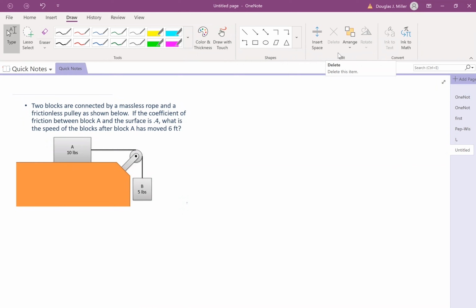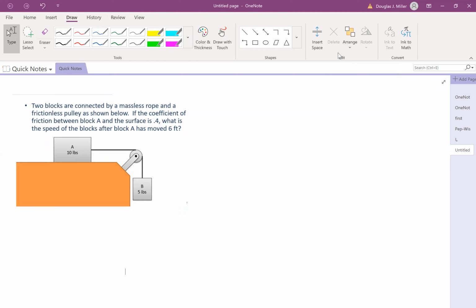Today we're going to look at a problem in which we have two blocks which are connected by a massless rope and a frictionless pulley system, as presented here in the drawing. We're told to assume the coefficient of friction between the block and the surface is 0.4, and you're asked to determine what is the speed of the blocks after block A has moved 6 feet.